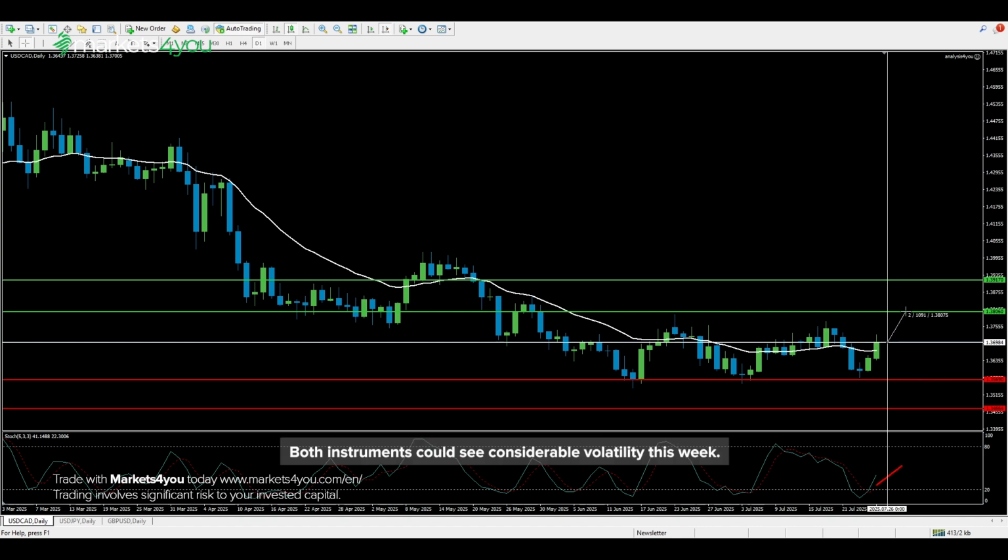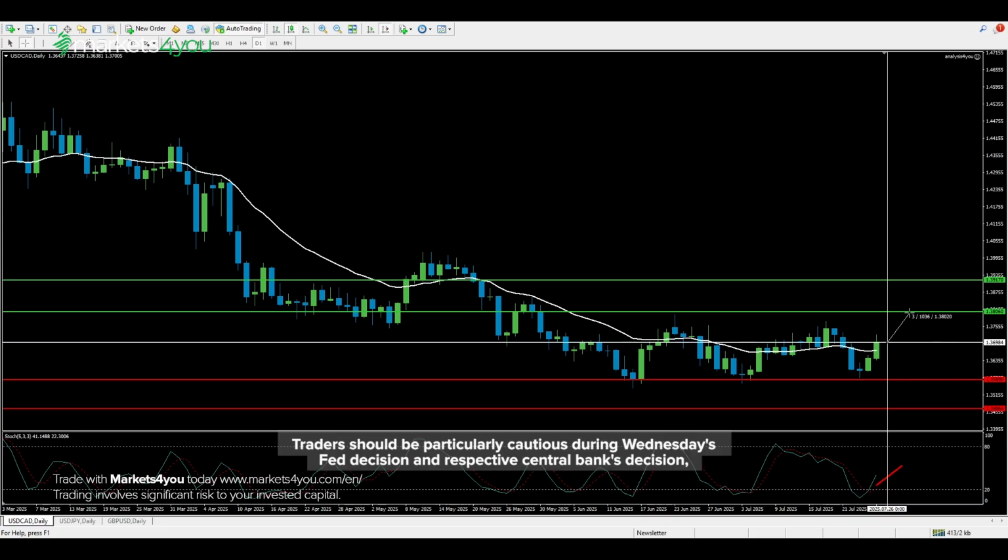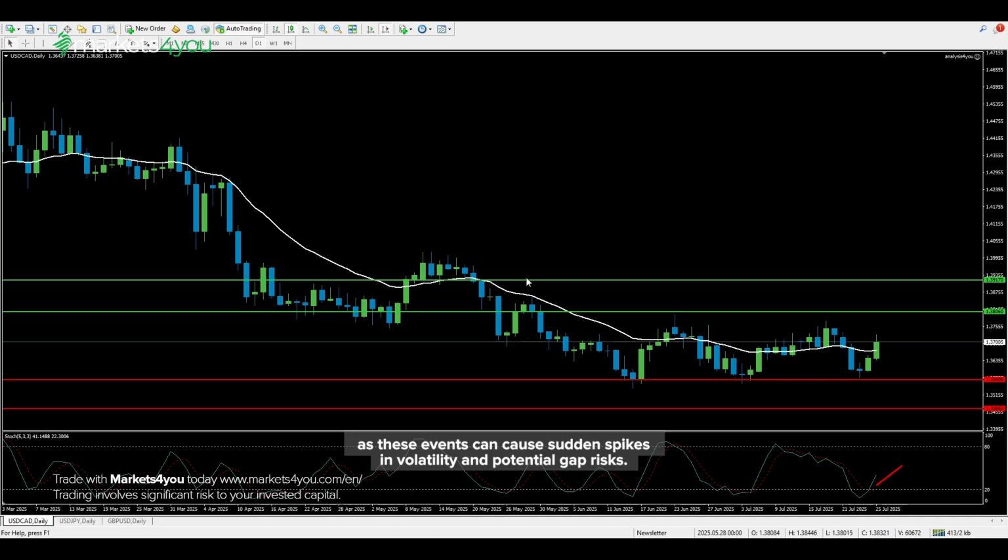Both instruments could see considerable volatility this week. Traders should be particularly cautious during Wednesday's Fed decision and respective central banks' decisions, as these events can cause sudden spikes in volatility and potential gap risks. Remember, always manage your risk carefully and never invest more than you can afford to lose.